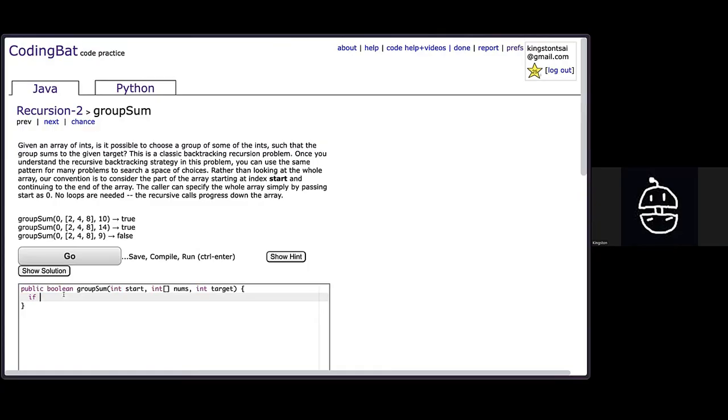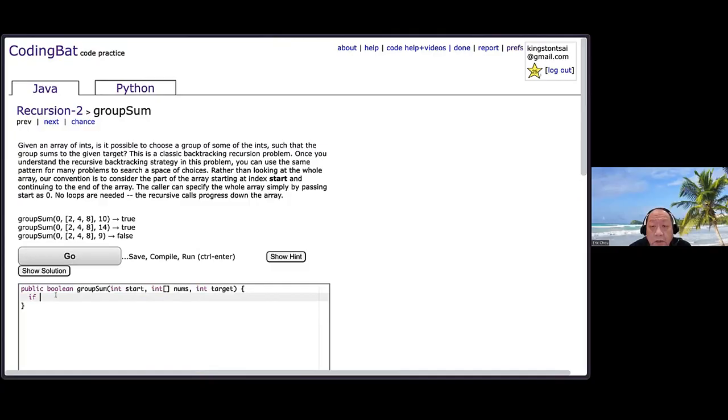Wait, I need to use a helper function, right? Because it returns a Boolean. So it can't really... This one, no. This one you don't need a helper function. Other label two, yes, but this one, no. This one you don't need a helper function. Okay.